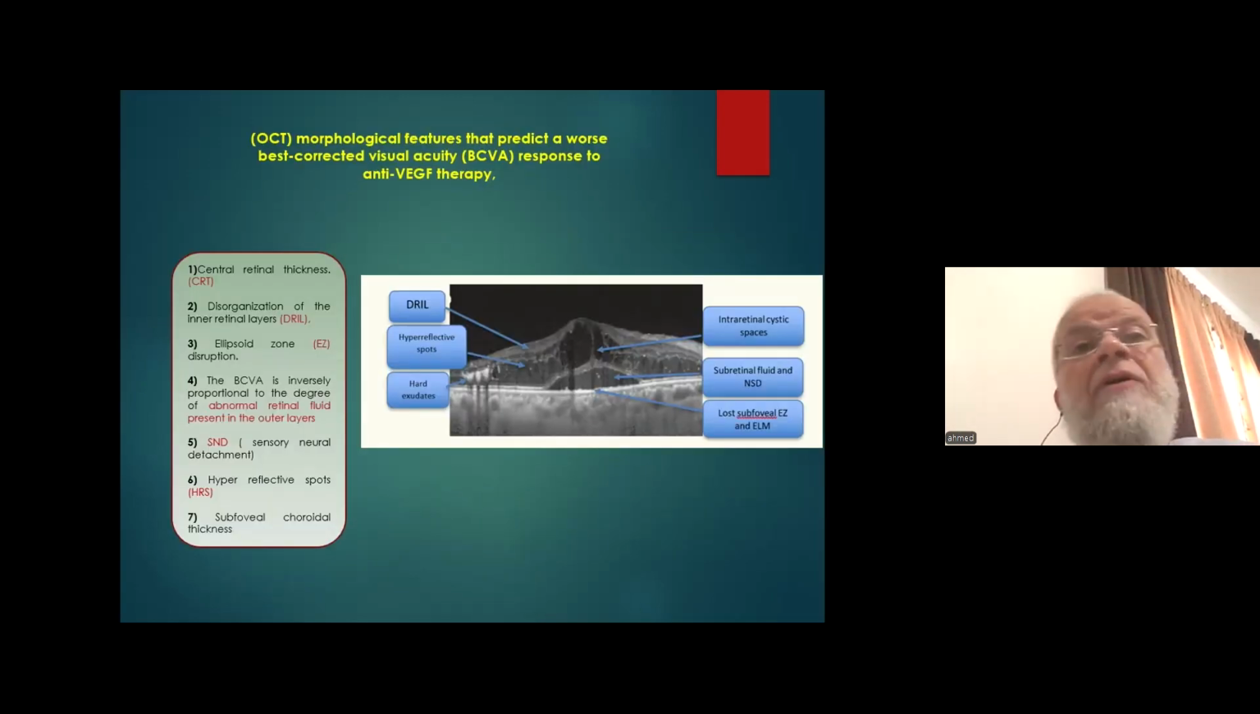However, there are several important OCT criteria that, if they are present, give a worse prognosis with the treatment of anti-VEGF. These include the presence of disorganization of the inner retinal layer, the presence of hyperreflective foci, which indicate the presence of an inflammatory component, the presence of hard exudates, the presence of large intraretinal cysts, the presence of subretinal fluid, and the damage of the photoreceptors, which is assigned by the ellipsoid zone in OCT, which is absent here in this figure.